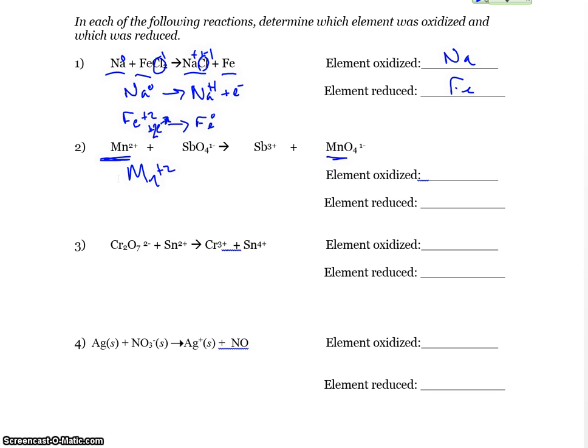Let's figure out the oxidation state on this. Well, we know oxygen's a -2. There's 4 of them, so that brings us up to -8. Overall, I need my oxidation number to be -1. So what plus -8 will give you -1?